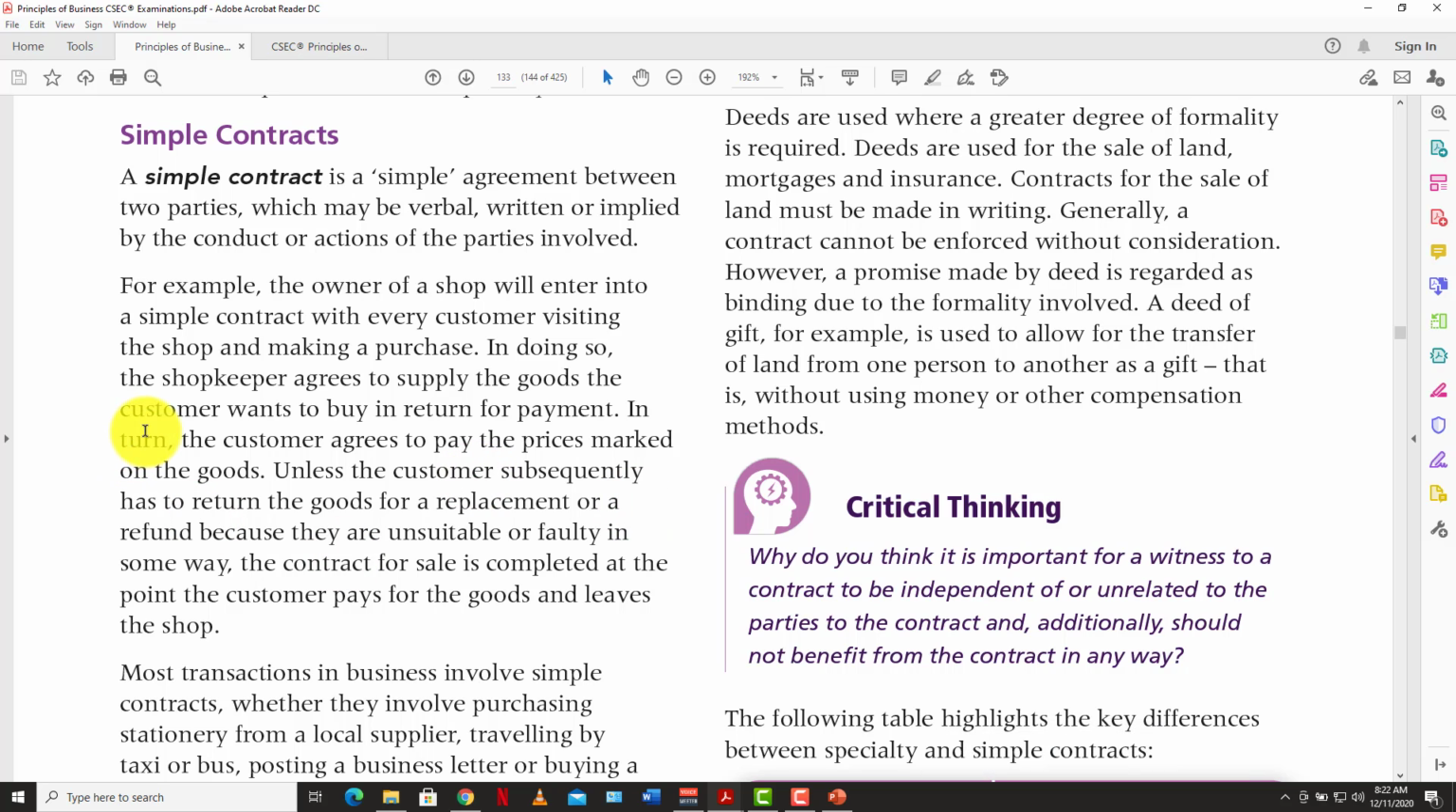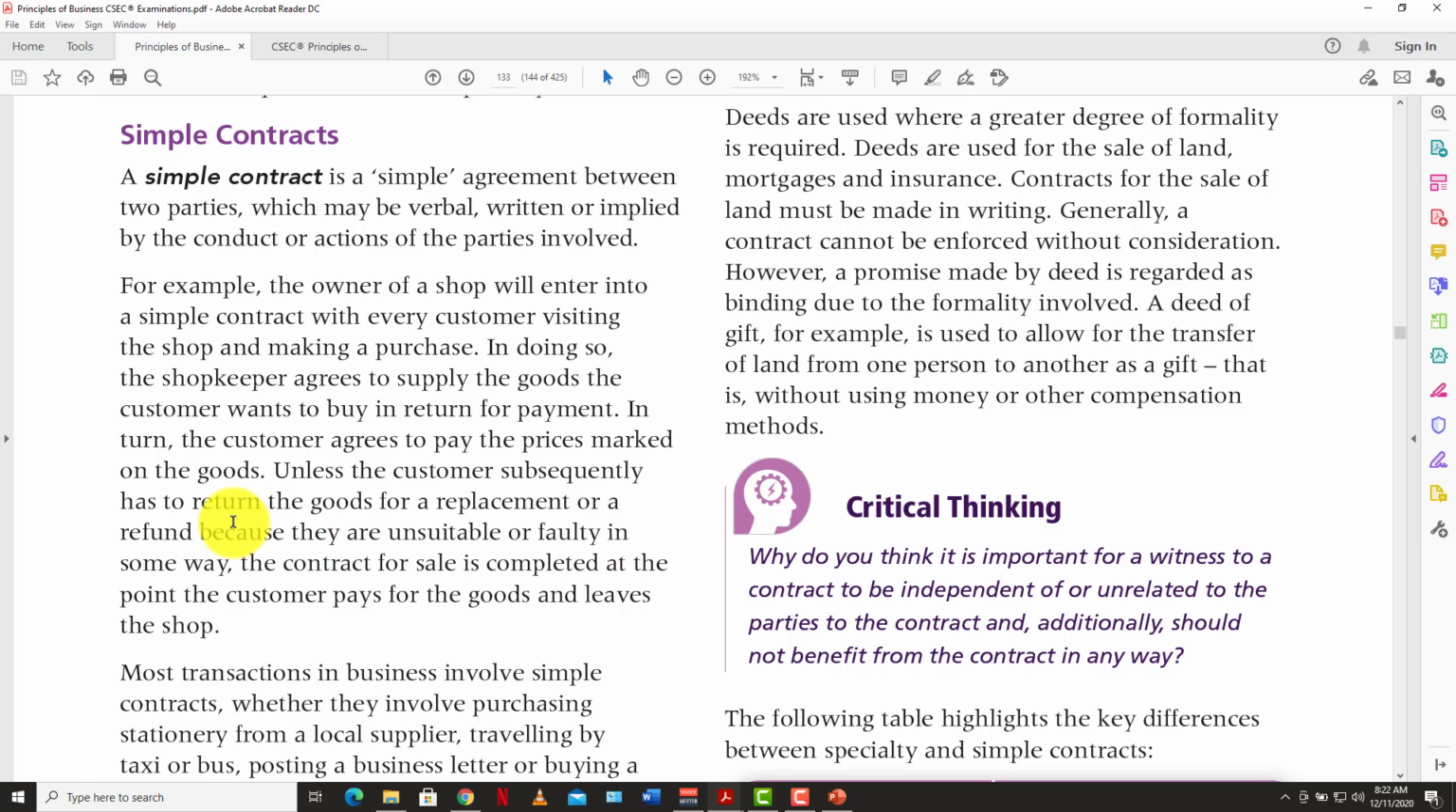Here we have some examples of a simple contract in the textbook. For example, the owner of a shop will enter into a simple contract with every customer visiting the shop and making a purchase. In doing so, the shopkeeper agrees to supply the goods the customer wants to buy in return for payment. In turn, the customer agrees to pay the price marked on the goods.